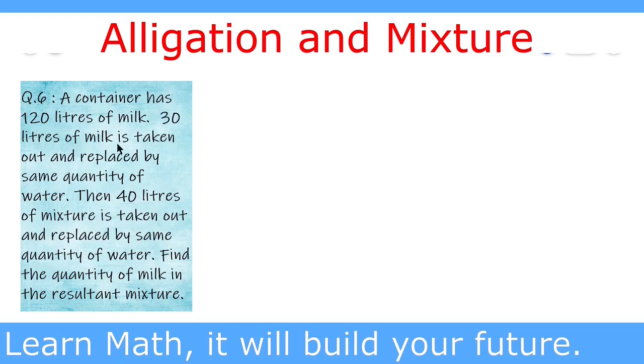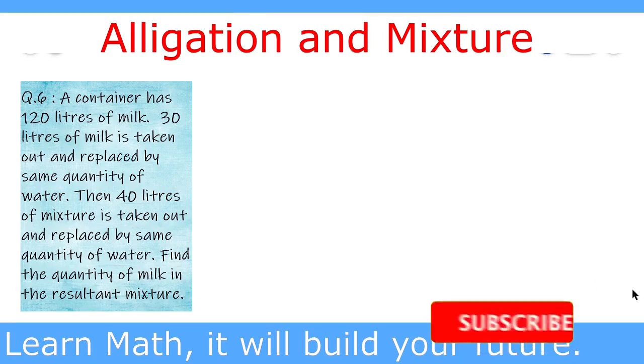30 liters of milk is taken out and replaced by the same quantity of water. Then 40 liters of mixture is taken out and replaced by the same quantity of water. Find the quantity of milk in the resultant mixture.